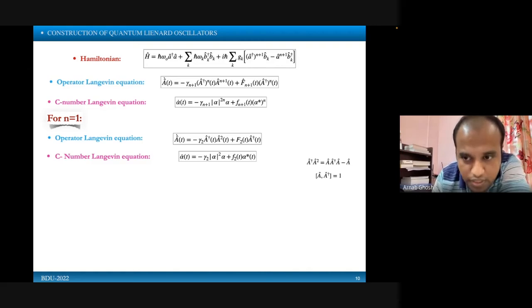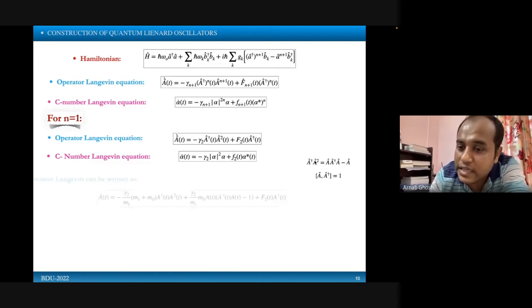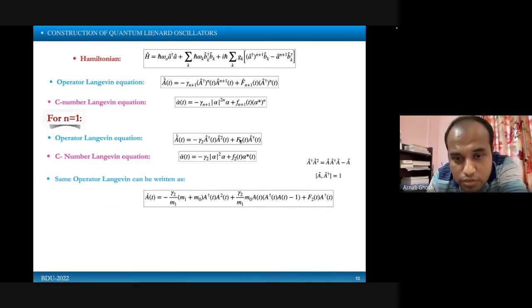Now, as I mentioned, this C-number Langevin equation is derived from this operator Langevin equation, assuming the normal ordering prescription. Normal ordering means that A dagger appears to the left of the annihilation operators. But you can use the commutation relations between the operators and take advantage of that, and write the same operator, A dagger A square, in a slightly different form. If you use that, the same operator Langevin equations can be rewritten in this form.